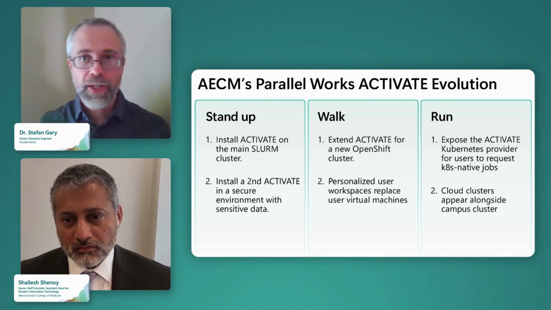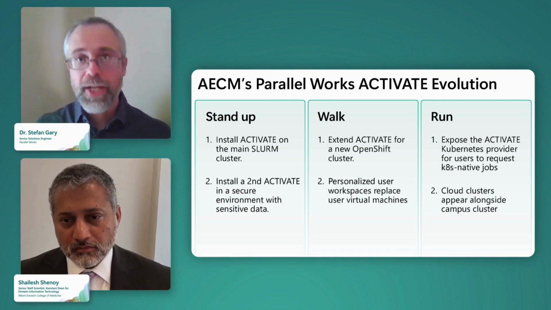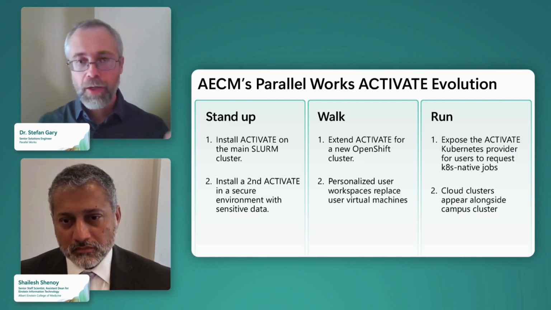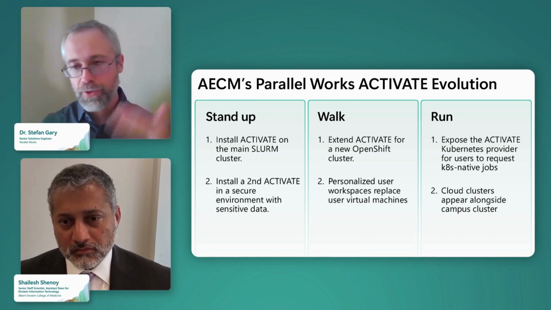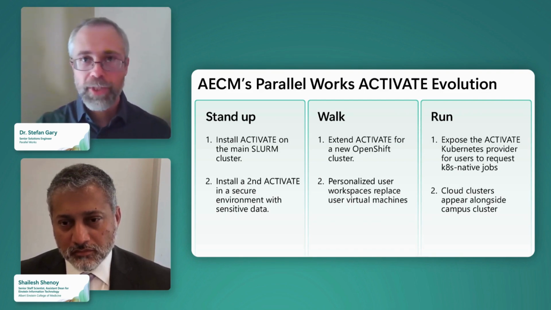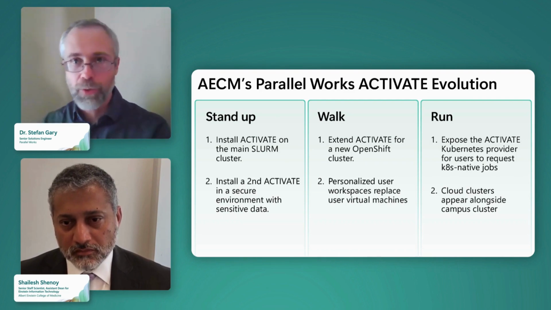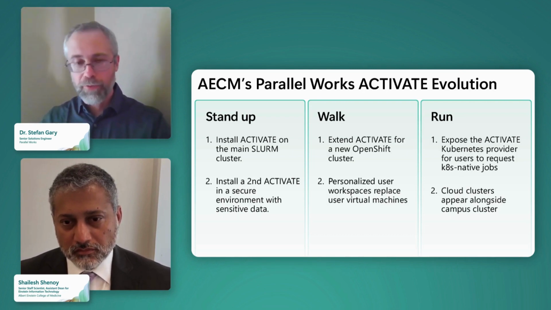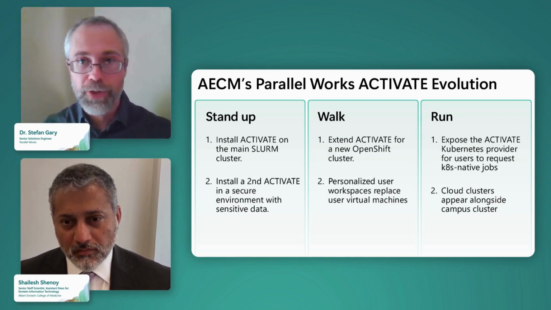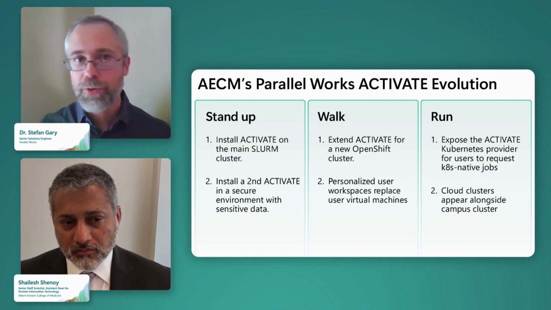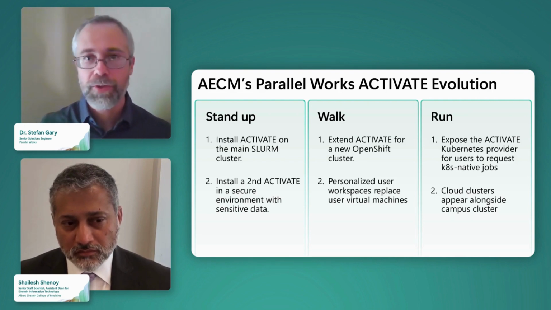And then the final step in the run is to leverage Activate's idea of a single control plane for all resources. So when it comes time for researchers to add cloud resources, those cloud resources appear right alongside the on-premise resources. So when we talk about the Openshift cluster or the Kubernetes provider, those are on-premise resources. And then if there's a research need, cloud clusters can appear right alongside them, and they have the same user experience as the on-premise resources.